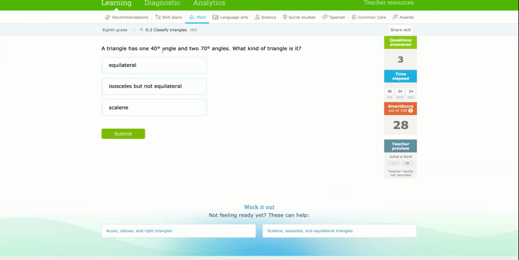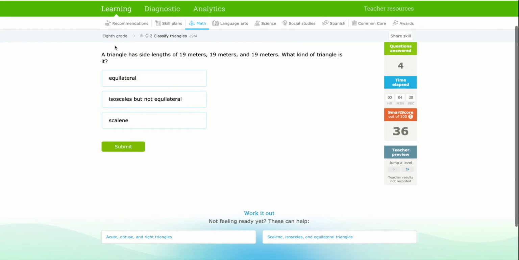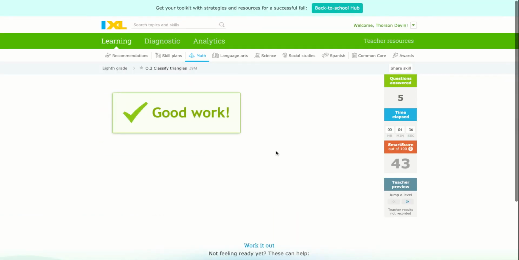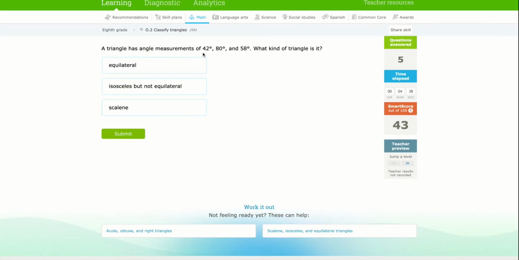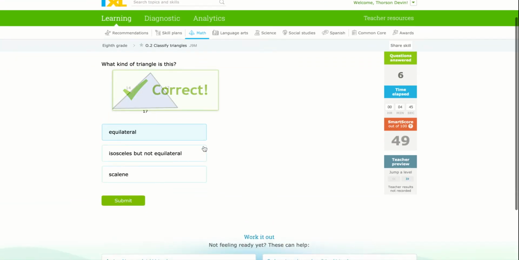A triangle has one 40-degree angle and two 70. Well, if it has two angles that are the same, it's isosceles. The triangle has side lengths of 19, 19, and 19 meters, all exactly the same length. That's equilateral. The triangle has angle measures of 42, 80, and 58. All three are different. If all three are different, it's scalene.